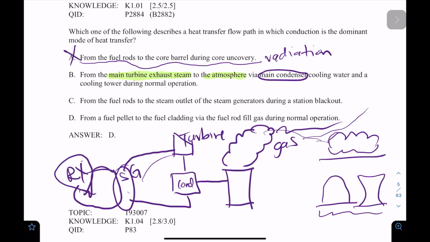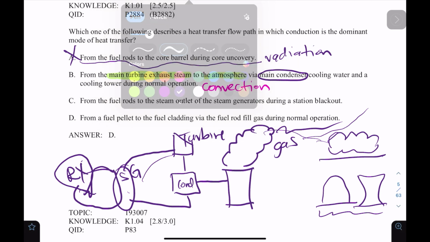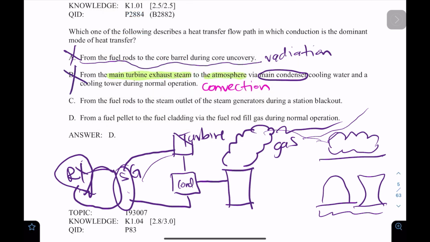So the form of heat transfer in this case is going to be, and I think you already guessed it, convection. I like this one. But this is not the answer because it's asking about conduction. So we have radiation, we have convection.